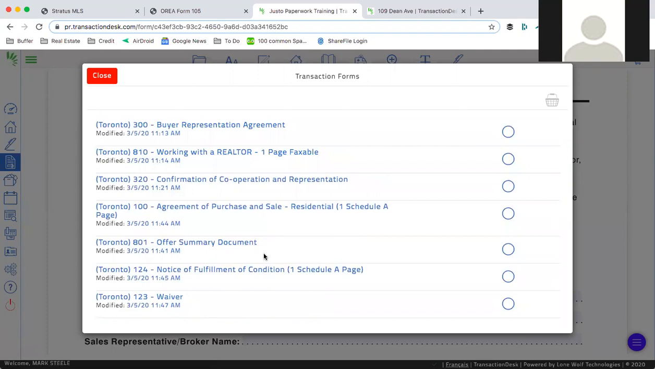All right, so when you're submitting an offer to the listing side, you're only going to need the confirmation of cooperation and the agreement of purchase and sale, as well as the offer summary document if they ask for it. Just these three.